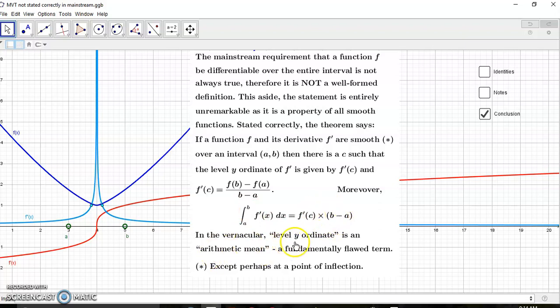In the vernacular, level y-ordinate is an arithmetic mean, which is a fundamentally flawed term because really it has nothing to do with the middle of anything, okay? And mainstream academics don't understand what an arithmetic mean means, excuse the pun. So I wanted to clear this up because I've had some back and forth with one of my subscribers, Malachi Wadass, and hopefully after he's watched this video, if he's paying attention, he'll know exactly what my point was in the very first video that I referred to.